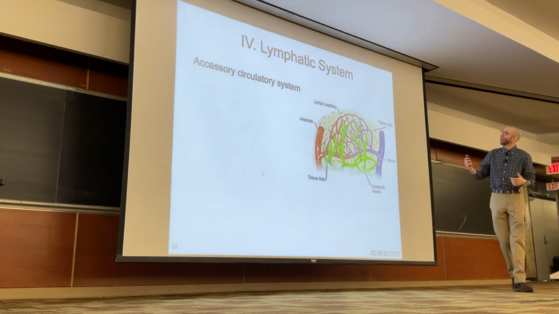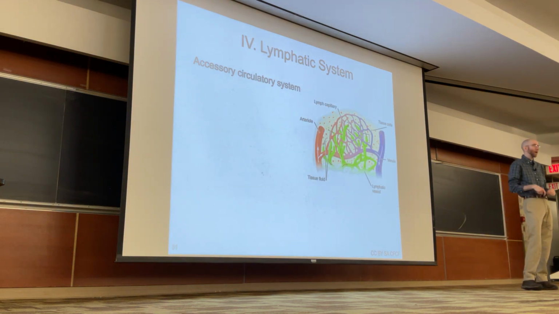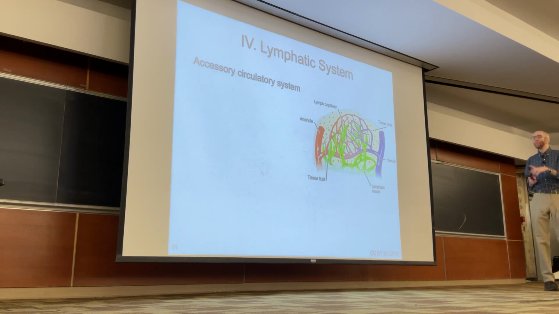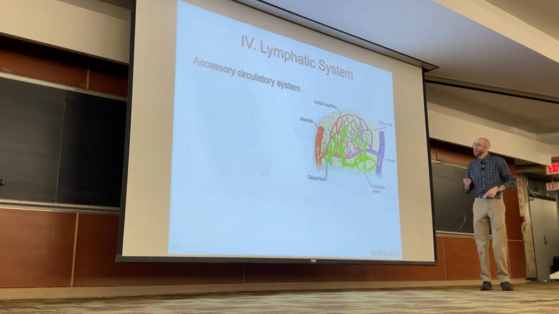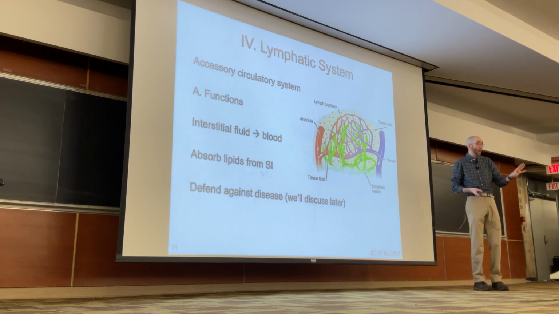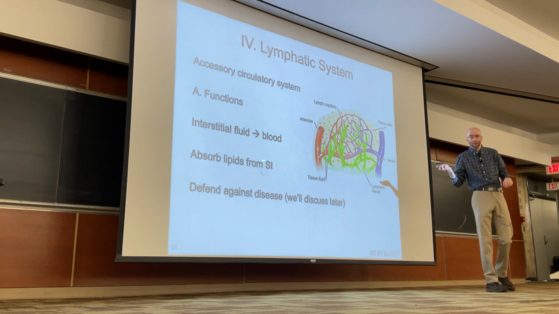All right. So let's talk about the lymphatic system, our accessory circulatory system. There's not a whole lot we're going to talk about with the lymphatic system. We're just going to briefly look at it in terms of how we recover fluids from the interstitial fluid and get it back to the circulatory system. Then we're going to come back to the lymphatic system briefly next time when we talk about our immune system, because it also plays an important role there. So in terms of the functions, we've actually talked about one of these already. Absorb lipids from the small intestine. We did that already.